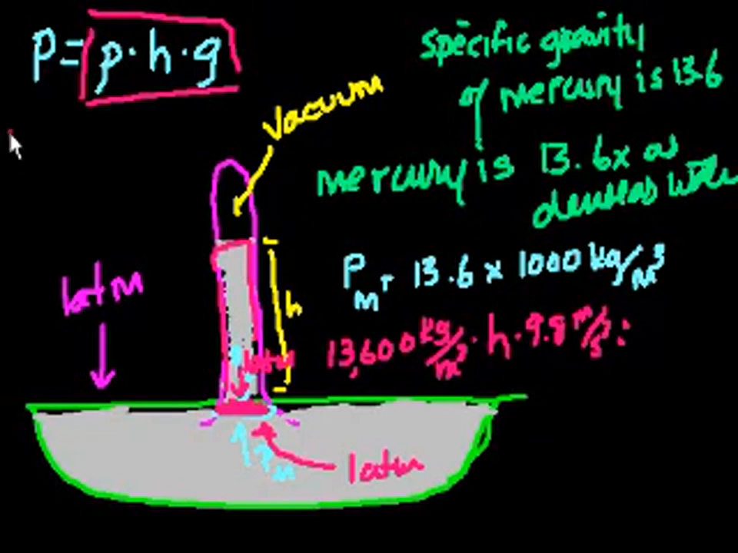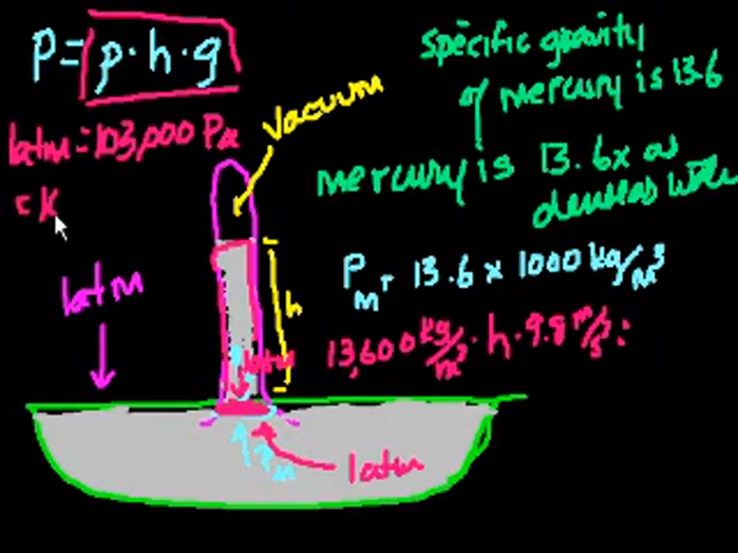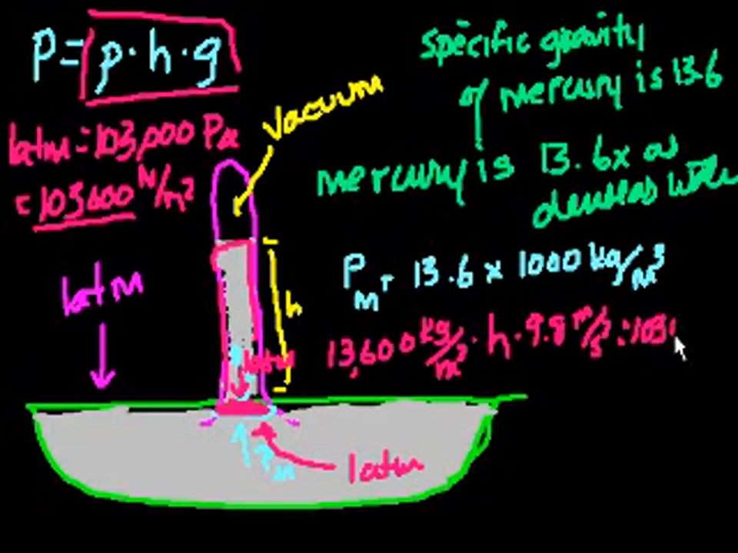But how does an atmosphere relate to pascals or newtons and all of that stuff? So this is something else you should memorize. 1 atmosphere is equal to 103,000 pascals. And that also equals 103,000 newtons per meter squared, right? So 1 atmosphere is how much we're pushing down out here, so it's how much we're pushing up here, and that's going to be equal to the amount of pressure at this point from this column of mercury. And 1 atmosphere is exactly 103,000 newtons per meter squared.